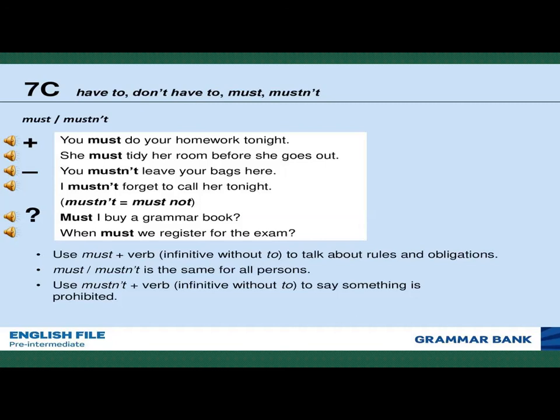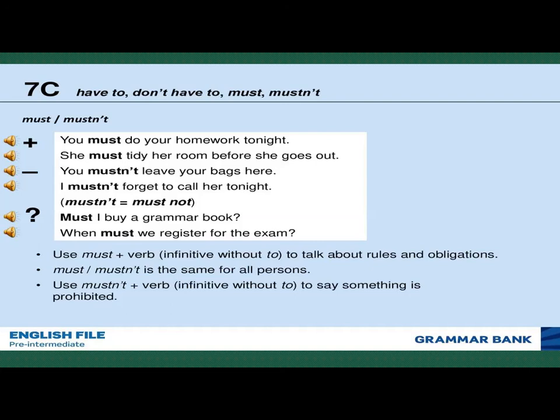Now, let's talk about obligation. And to talk about obligation and necessity, we use must and mustn't. We use them to talk about rules and obligations. And the form is the subject plus must plus the infinitive, or subject plus mustn't plus the infinitive. We use must, as we said before, to talk about obligations. For example, you must do your homework tonight. She must tidy her room before she goes out.